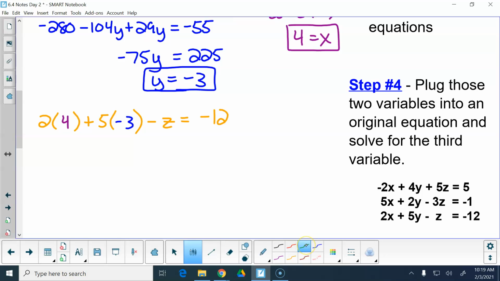So 8 minus 15 minus Z equals negative 12. Negative 7 minus Z equals negative 12. I get 5 for Z. Add 12 to both sides. Negative 7 plus 12 is 5. Add Z to both sides. Z.